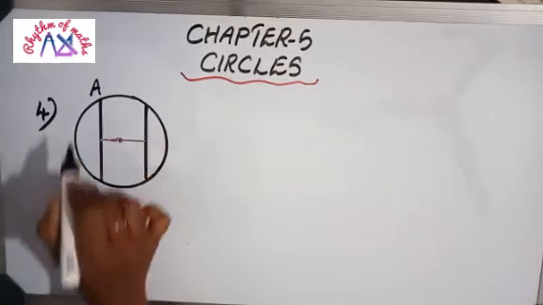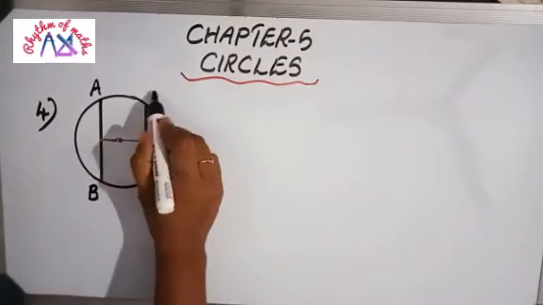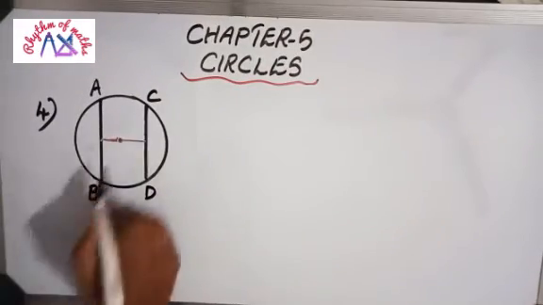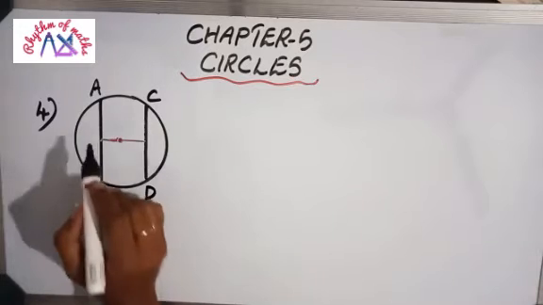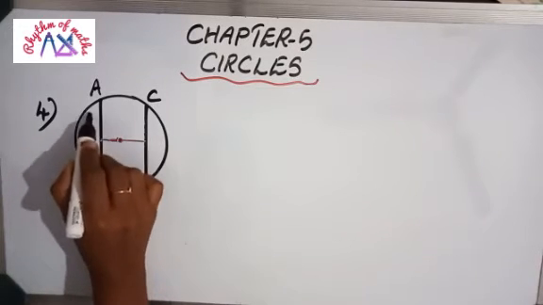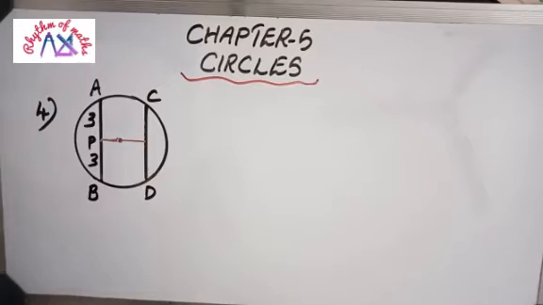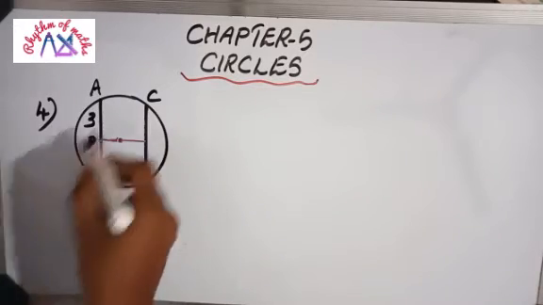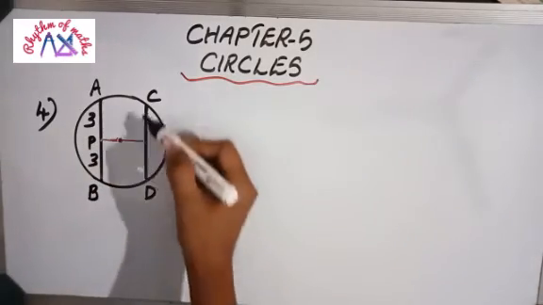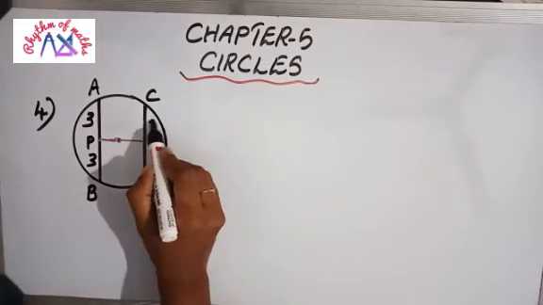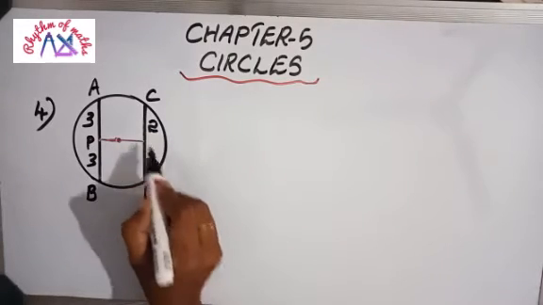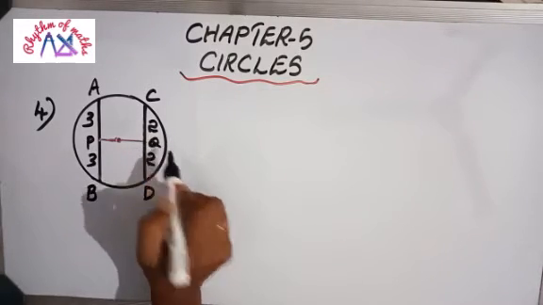So let's consider that chord as AB, and the second chord as CD. AB is a 6 centimeter chord, so from the midpoint it will be 3 and 3. Now chord CD is a total of 4 centimeter, so here 2, here also 2. Let's mark this point as Q.